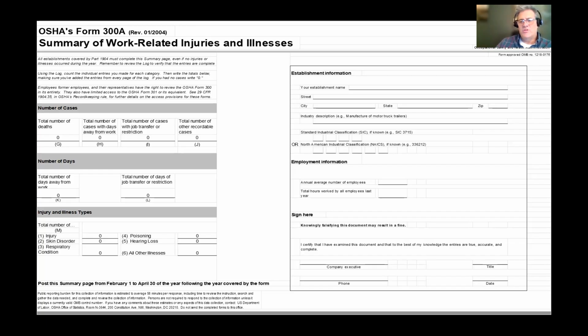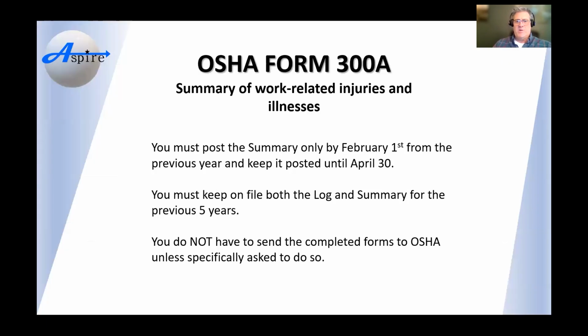So again, the only 2 numbers you're chasing down before you post this would be your annual average number of employees and the total hours worked by all employees. And we'll dive into that in more detail as we get into this page. The requirements of this summary. So this is the public document. This page right here is what people will see. The requirement of that Form 300A, your summary, is that it must be posted by February 1st, and it must be posted until April 30th. So it needs to be, by posting, I mean literally, lick it and stick it. It should go on your wall.